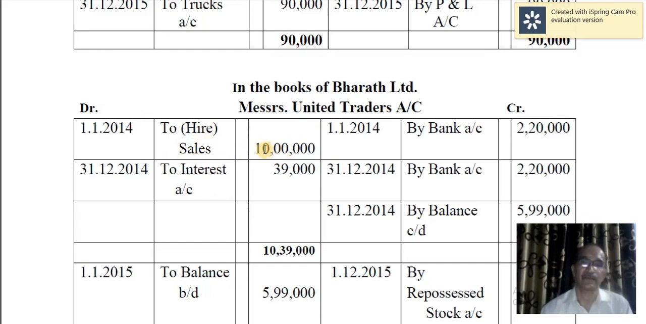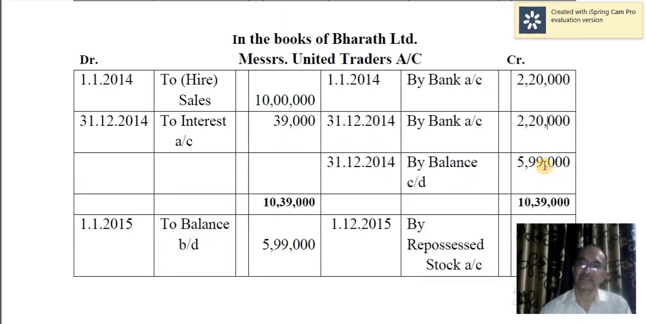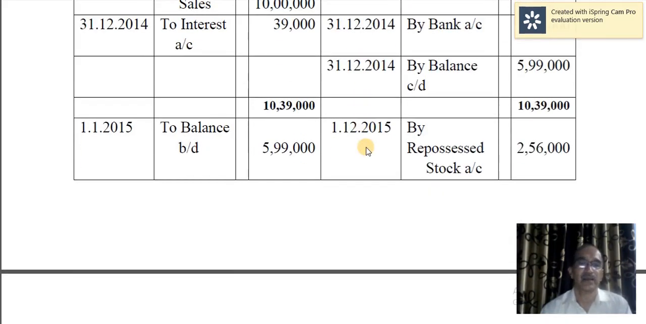So 10 lakh. And down payment received 2,20,000. Now we are hire vendors, and therefore we have received down payment from United Traders. So 2,20,000 down payment. And interest due from them, we have already calculated, 39,000. And first installment we have received 2,20,000. As a result, balance is 5,19,000 due from United Traders. Okay, at the beginning of the second year, this is the amount due.